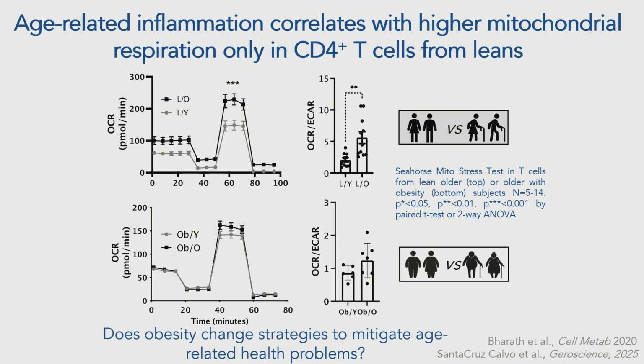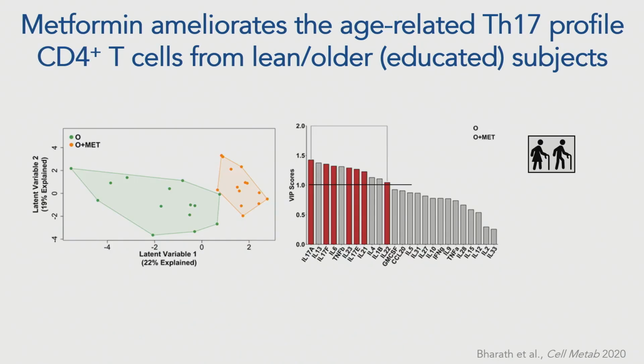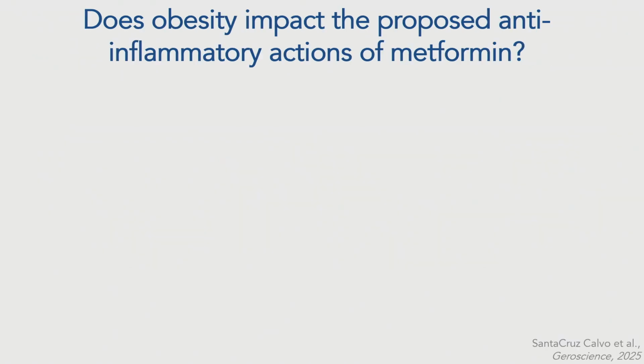So we asked whether these kind of mechanistic analyses might be something that we need to take into consideration when we were developing our investigations of metformin as a kind of geroprotective strategy to mitigate age-related health problems. And so we first attacked this in vitro, where we added metformin to this baseline experiment, activating cells from our older lean cohort. And you can see here, perhaps unsurprising, really strong anti-inflammatory functions of metformin. It knocked down this Th17 profile comprehensively.